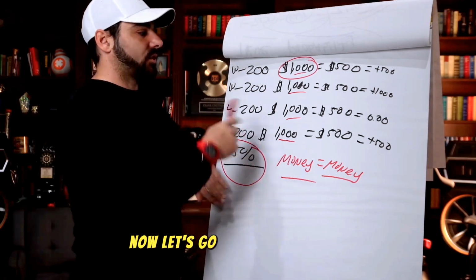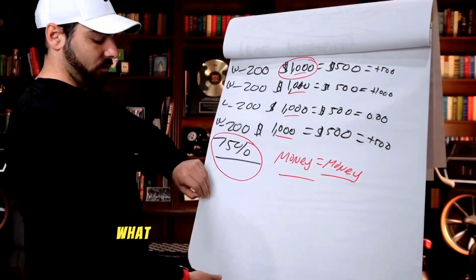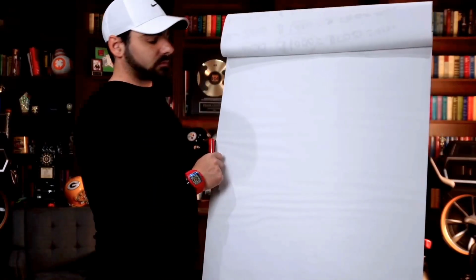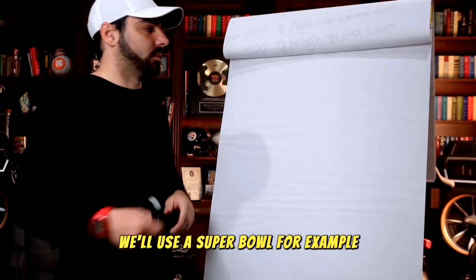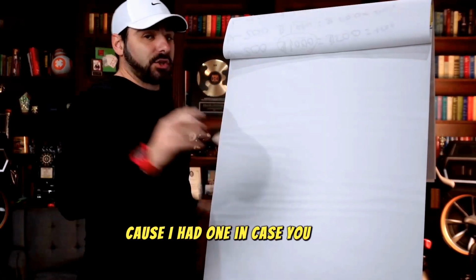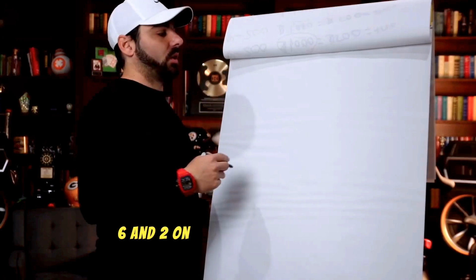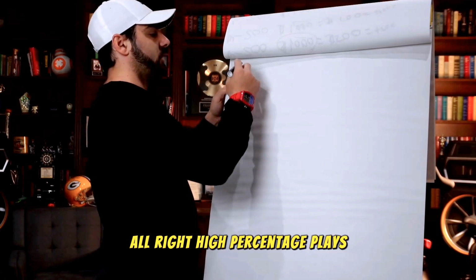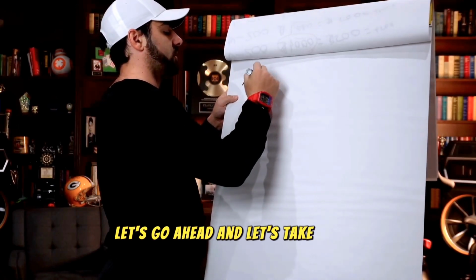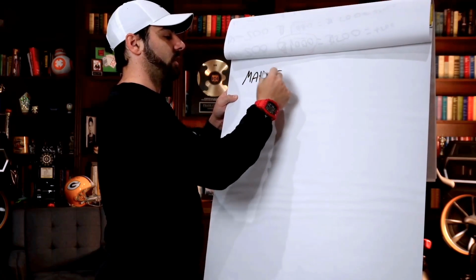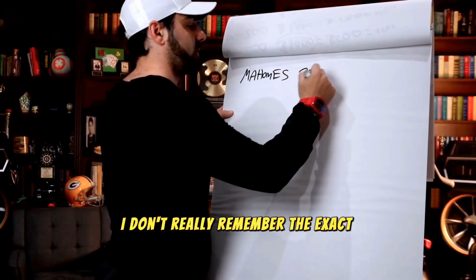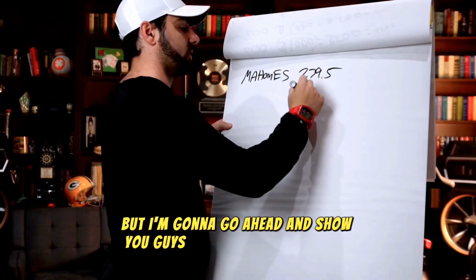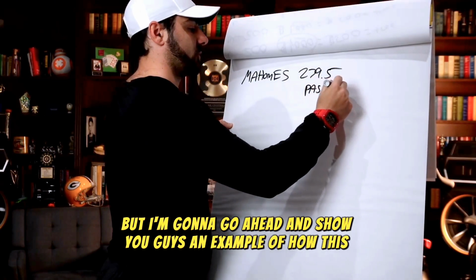All right? Now let's go into an example of what a true probability play looks like in real life. We're going to use the Super Bowl, for example, because I had one, in case you guys didn't see, 6-2 on the Super Bowl with all high percentage plays. All right, high percentage plays, that's all it was. Let's take a look at one of the plays here. Mahomes. Now, I don't really remember the exact numbers for what he's hit, but I'm going to show you guys an example of how this works.